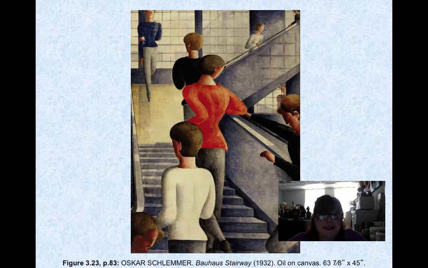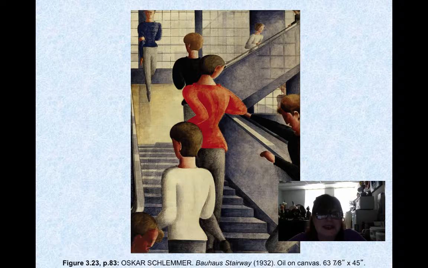And then this piece here is much more designy and much less angst-filled. This is the Bauhaus Stairway by Oskar Schlemmer. And what do you think the artist is using to draw your attention? There's actually more than one thing. If you said the red of the woman's sweater, that is certainly one thing, but also notice the way the stairway is like pointing at the woman.